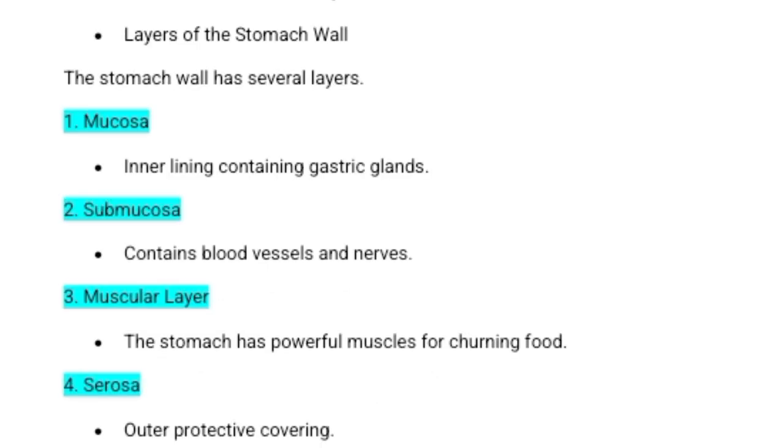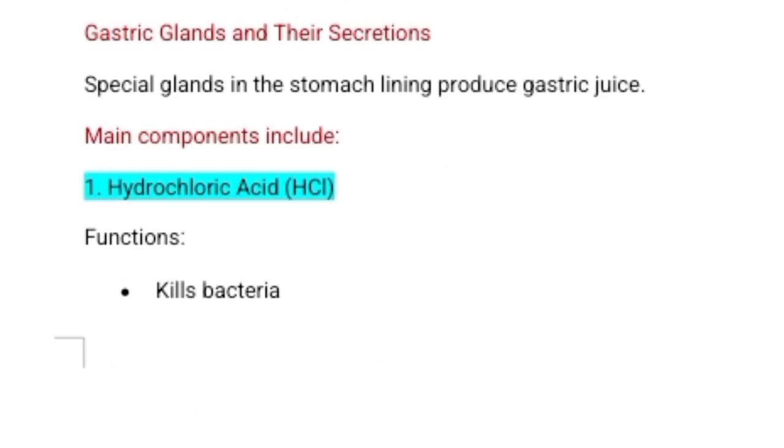1. Mucosa, inner lining containing gastric glands. 2. Submucosa, contains blood vessels and nerves. 3. Muscular layer. The stomach has powerful muscles for churning food. 4. Serosa, outer protective covering. Gastric glands and their secretions. Special glands in the stomach lining produce gastric juice.